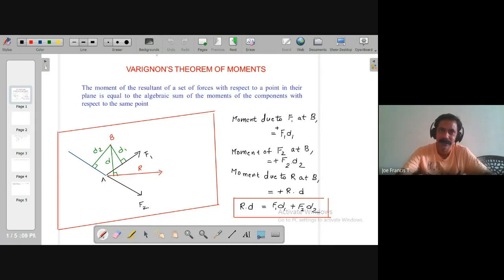So last class we discussed Varignon's theorem of moments. Now, Varignon's theorem of moments says that if you consider a set of forces acting in a plane, then the algebraic sum of moments due to the component forces with respect to a point is equal to the moment made by the resultant at that point. So that is Varignon's theorem of moments.